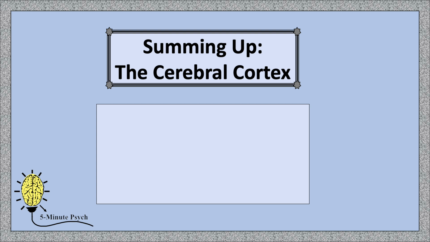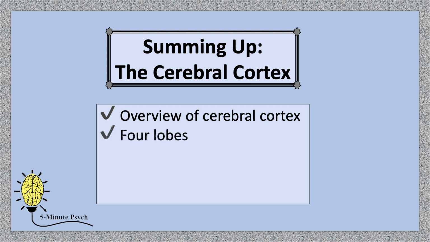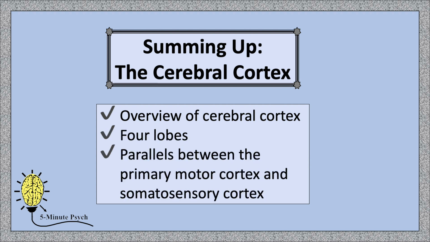Well, we just looked at an overview of the cerebral cortex. Then we discussed the 4 lobes, and finally, we looked at the primary motor cortex and the somatosensory cortex.